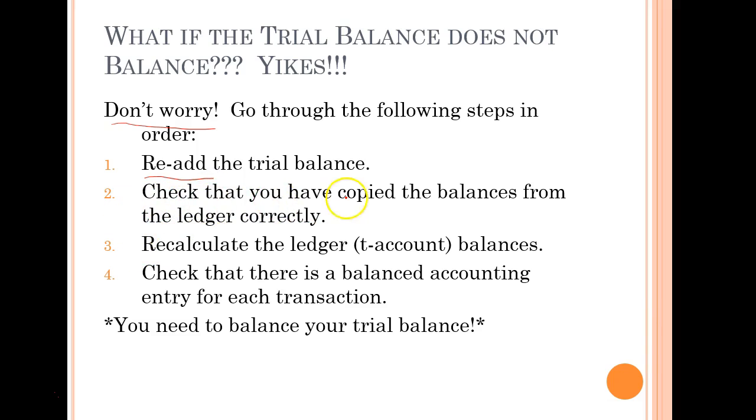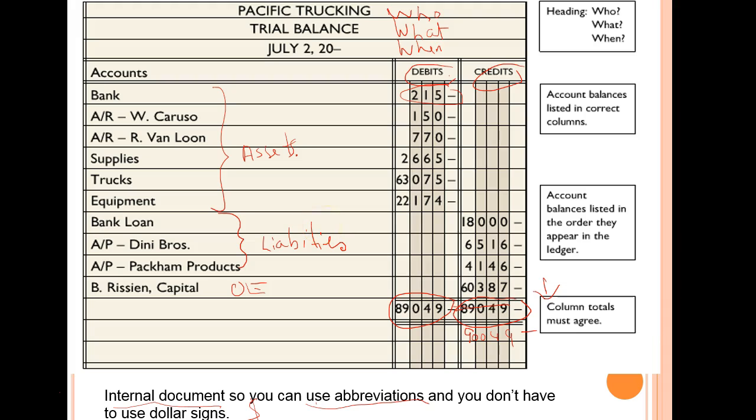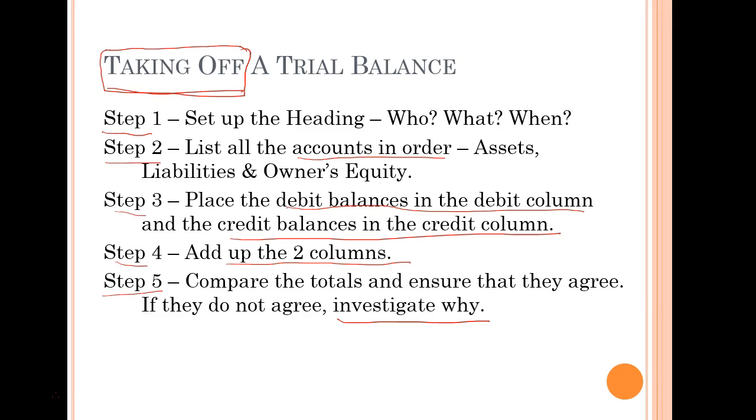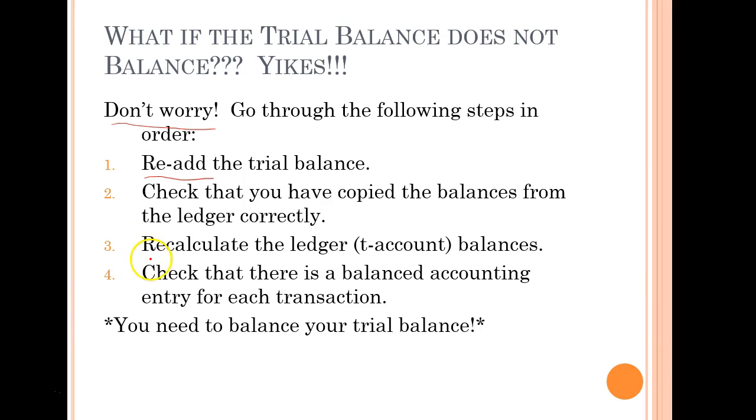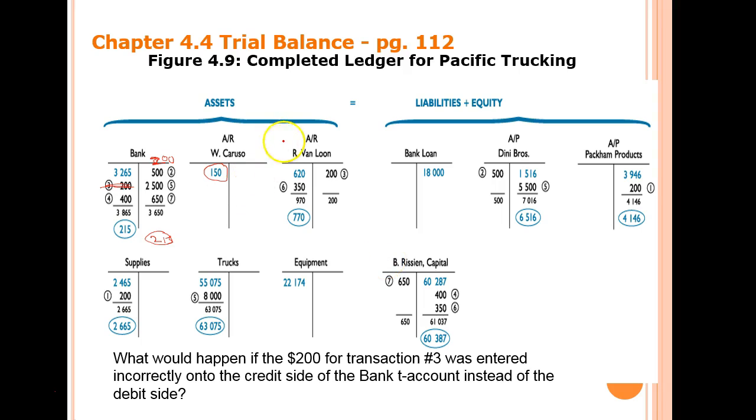Step 2 is to check that you've copied the balances from the ledger correctly. Did I record that 215 properly from the ledger? Did I record this number properly, and this number properly? I go through and make sure that I haven't made any typos as I've transferred the balances over. If that's not the error, then step 3 says I need to recalculate the ledger. I need to go back to those T accounts and re-add the debit side and the credit side, and make sure I didn't make an adding error when I was adding up the ledger totals.